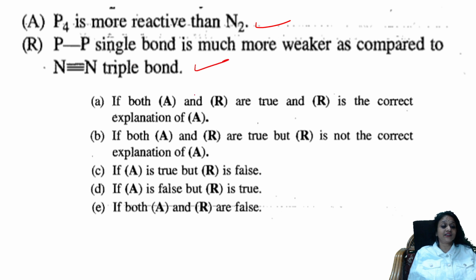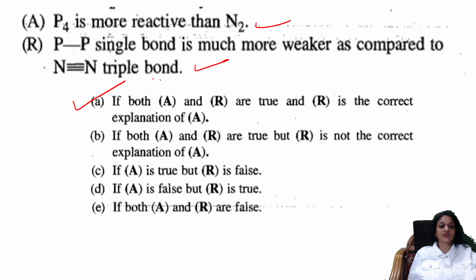See, students, both are talking about bond strength only. Because it is a single bond, it is more reactive. Nitrogen has a triple bond, that's why it is less reactive. So the option is: assertion is right, reason also is right, and the reason is a correct explanation of the assertion.